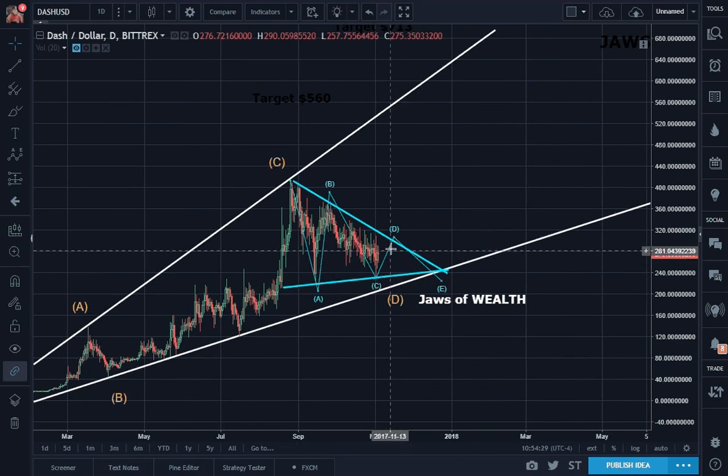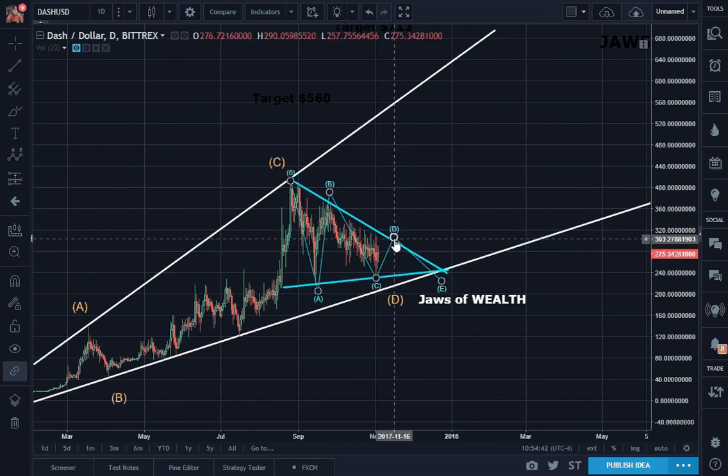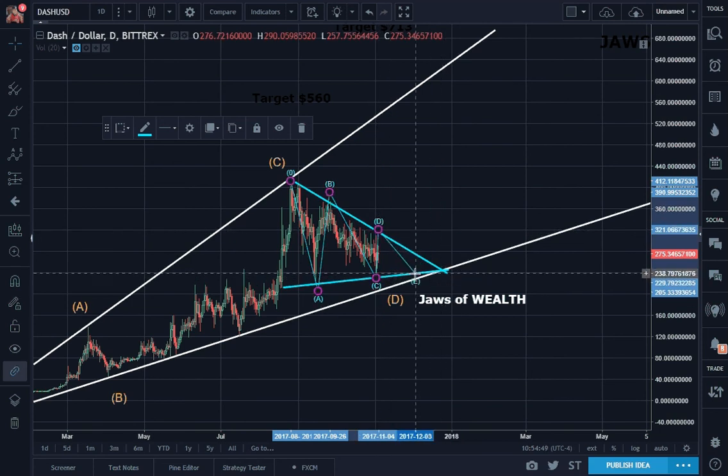So I think there's a little more to go. The apex of this triangle occurs at around November 25th, Thanksgiving time. So if this is correct, A, B, C, D, and this could be the D heel, let's say. I don't know, but I don't think so. Yeah, it could be. Maybe E might be here.